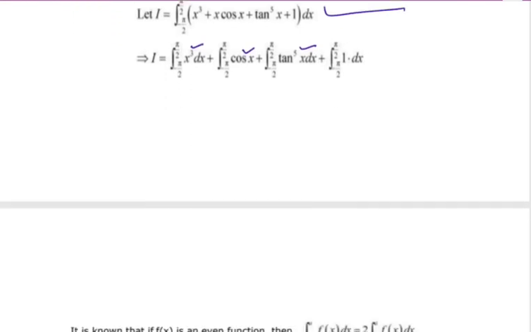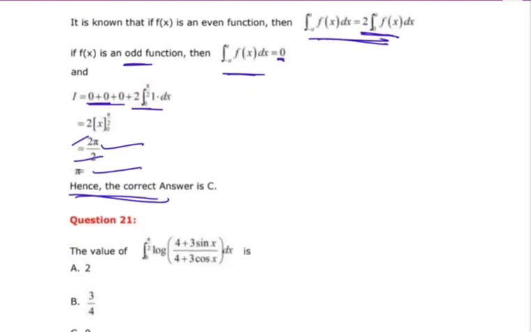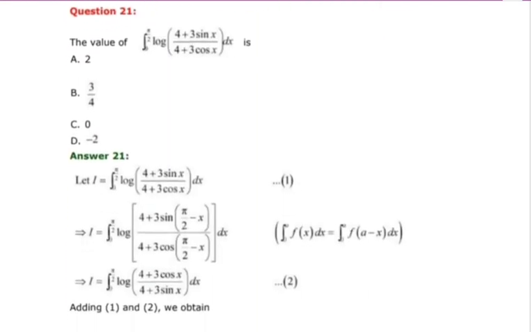So next, the final question of this exercise. With this we conclude our today's lecture. So question number 21: the value of integral 0 to pi by 2 of log of (4 plus 3 sin x) upon (4 plus 3 cos x) dx is. Option A is 2, B is 3 by 4, C is 0, and D is minus 2.